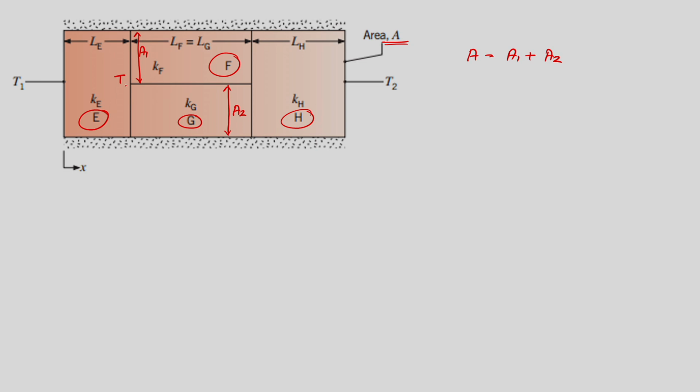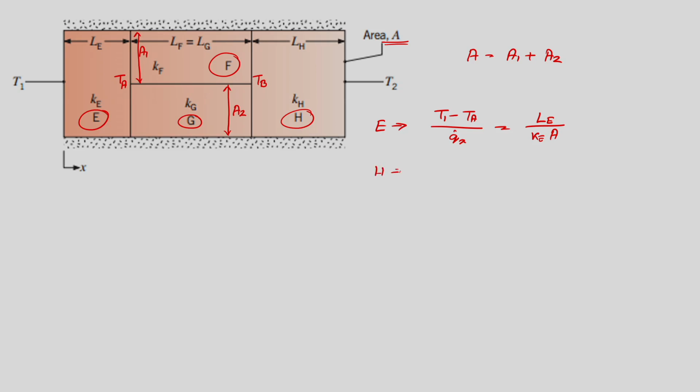Let us say here the temperature is Ta and here the temperature is Tb. Then for the layer E, how can we write the corresponding conduction resistance? In that case, the effective temperature difference is T1 minus Ta, and the corresponding conduction heat transfer is Q dot x. The resistance will be equal to Le by Ke into the overall area. This is for your layer E.